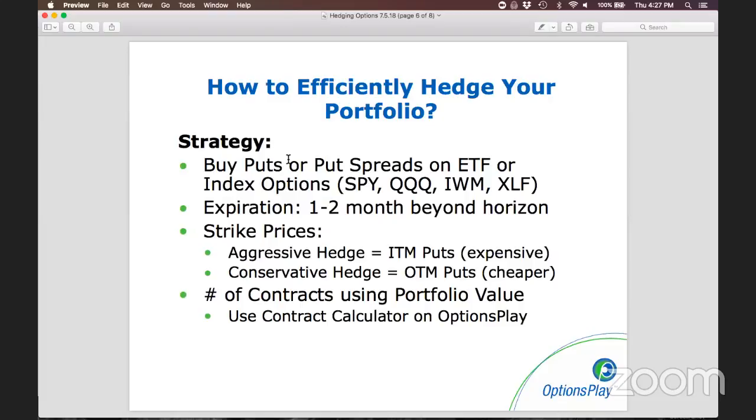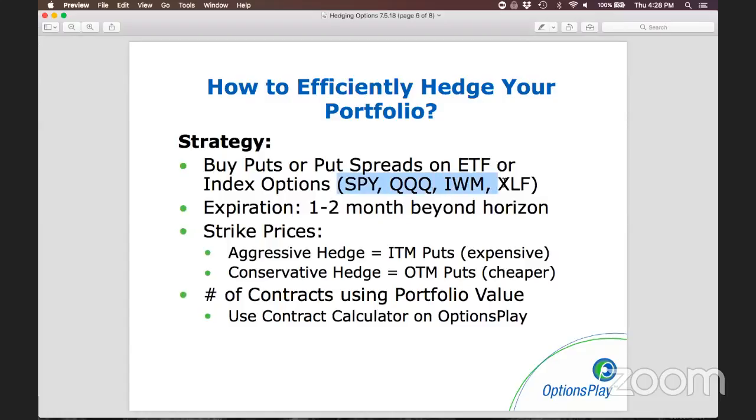If you have that luxury, you should always do that. But if you don't have that luxury, what should you do? The strategy here is relatively simple. Like I said in the first slide, we're buying puts or put spreads. So we're buying either a put option or a vertical, for those of you that are a bit more advanced, and you do it on an ETF or an index option. The reason we do this is because ETFs or index options typically track a broad-based portfolio relatively well.